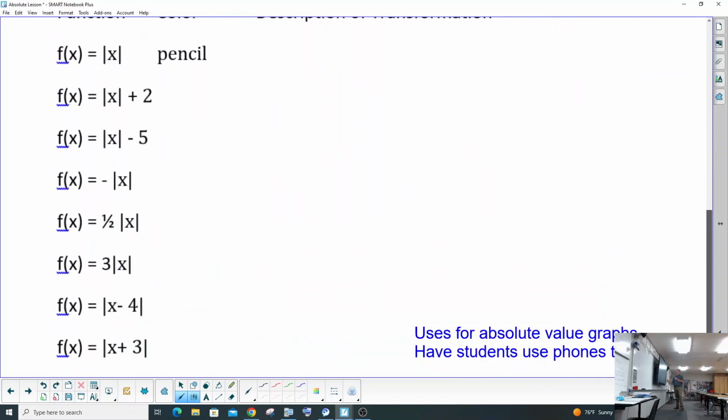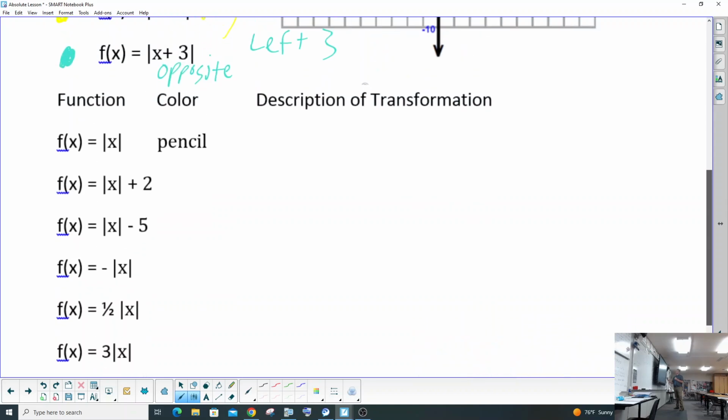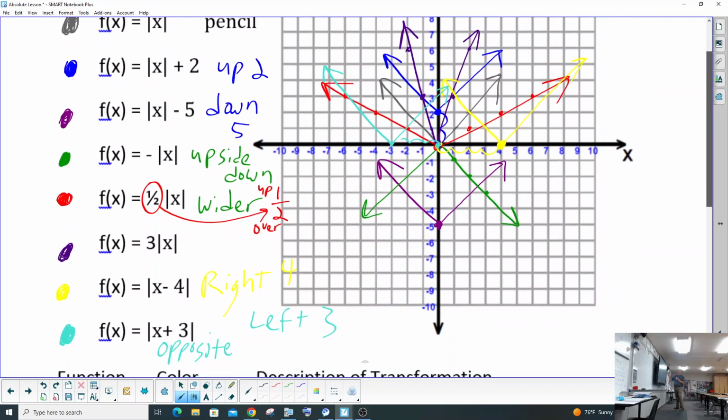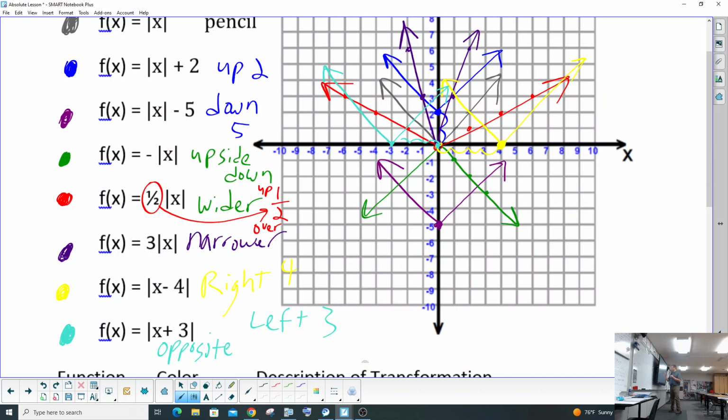Okay, finish off by doing the descriptions now. Can you do those descriptions we just did? Go ahead and do those descriptions. Again, they're right here. Up 2, down 5, upside down, wider. Oh, that's what we say narrower, sorry. Narrower is what that one does. And then right 4 and left 3.